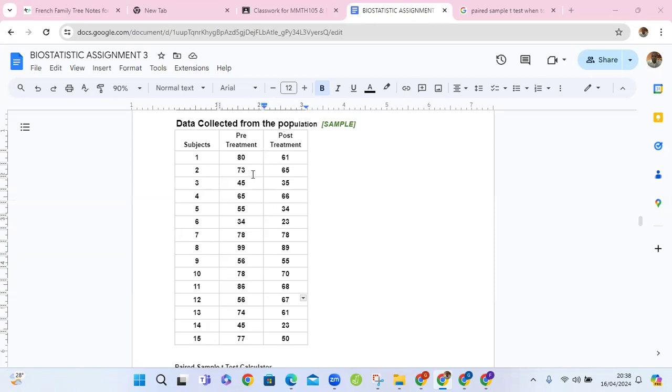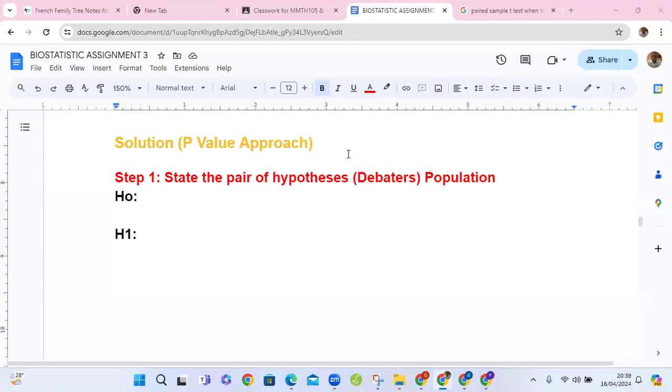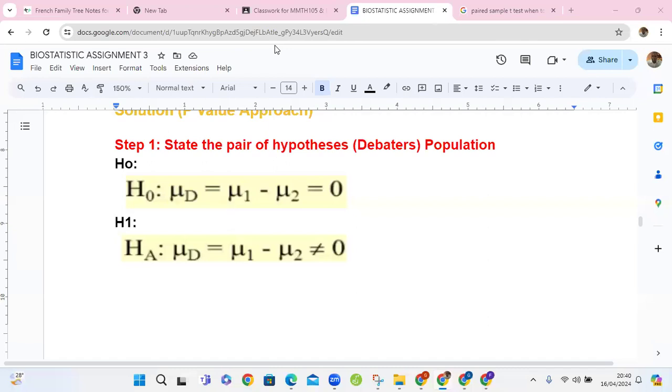So now we need to input this in an online calculator. But before we do this, let us outline the steps for a p-value approach. We first have to state a pair of hypotheses in symbolic form. And here is the pair. The null will always be saying that the difference in average is equal to 0, that there is no difference. And for this, it's a two-tailed test. So the alternative is saying that the difference is not equal to 0. So that's step number 1.